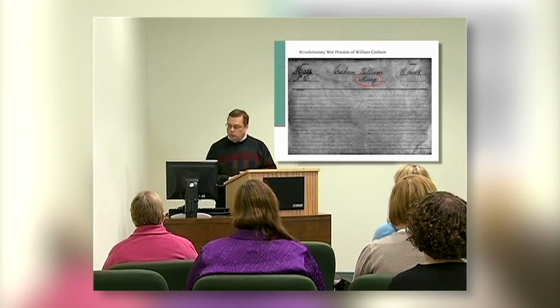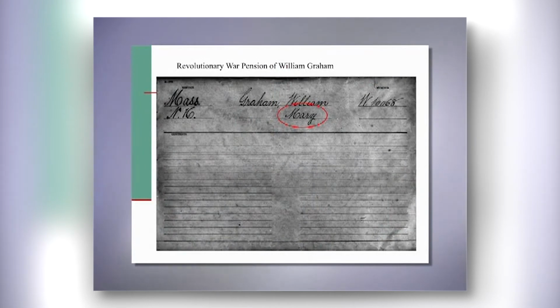We're going to look at a specific example of a pension record using William Graham, who served in the Revolutionary War. The envelope that contains his pension file gives you some basic information. It shows his name, the name of his widow, Mary. It gives you the pension certificate number, and also shows the state that he served from, in this case both Massachusetts and New Hampshire.